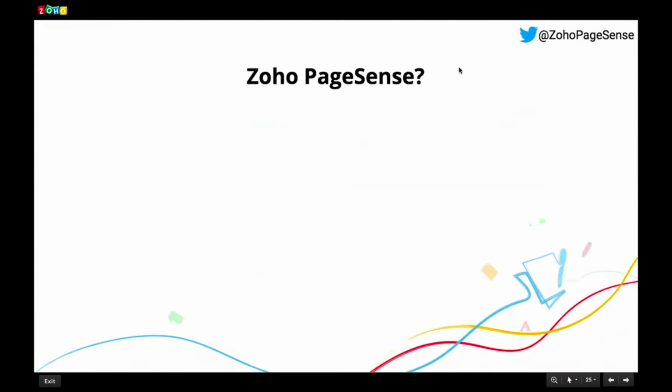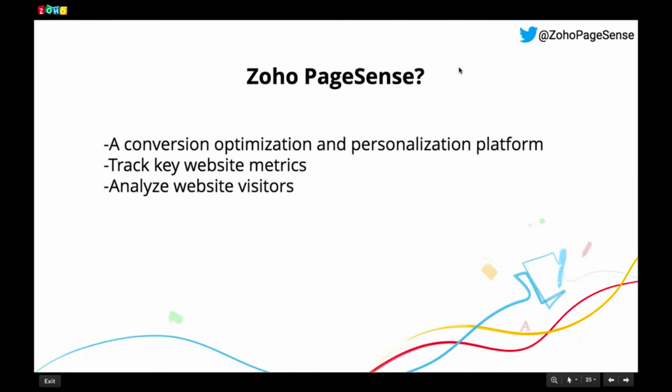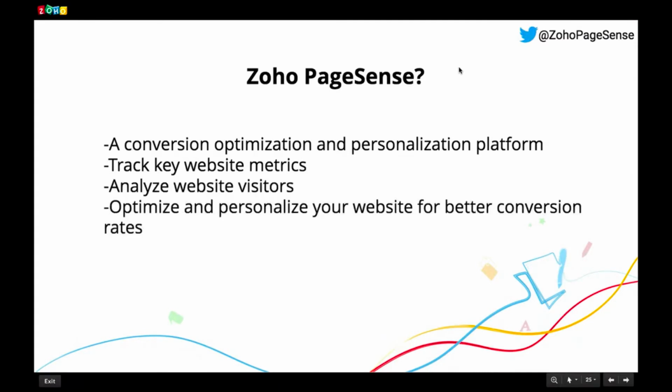Before that, for those of you who are new here to Zoho PageSense, PageSense is a conversion optimization and personalization platform. It helps you track your key website metrics like link clicks, number of conversions, conversion rate, bounce rate, and so on. It will also help you analyze your visitors, understand their online behavior, and see how they interact with each element on your site. And with all of these inputs, you'll be able to optimize your site and personalize it for your visitors and increase your conversion rates.